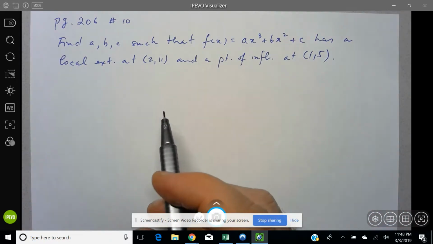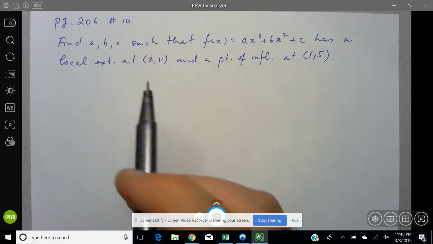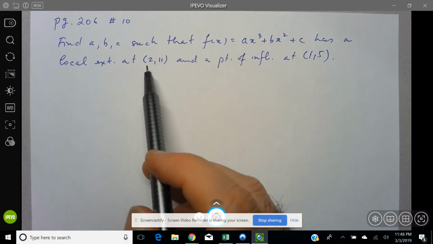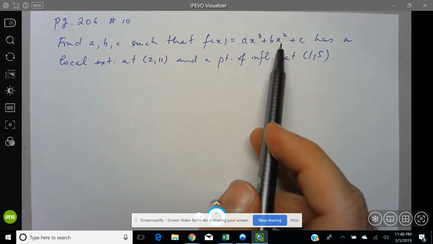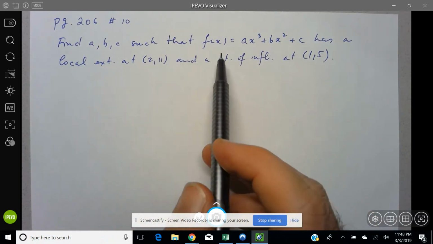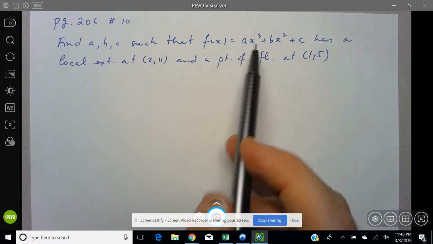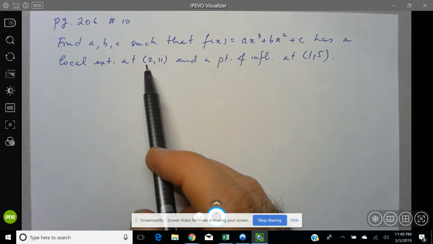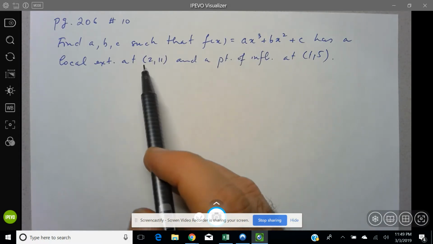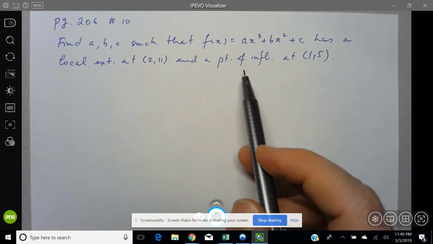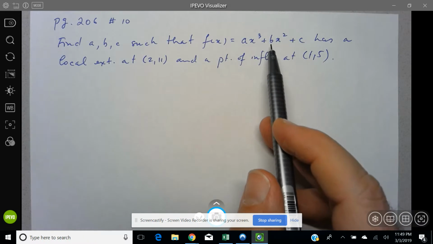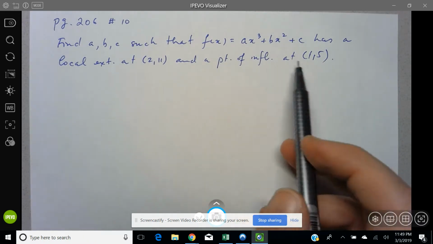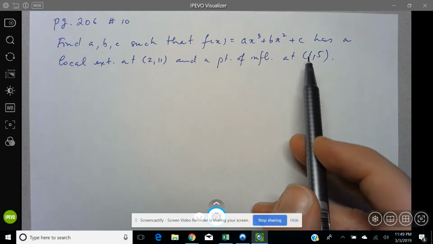And when you take a look, we actually have four pieces of information because we know there's a local extremum at (2, 11). Now, because this is a polynomial, we know that that's going to have to occur when the first derivative is 0, since the derivative always exists. So we know that the first derivative is going to be equal to 0 because of this first piece of information. And again, there's a point of inflection at (1, 5). So the second derivative, because it's a polynomial, has to exist. So if it's going to have a point of inflection here, it means the second derivative is going to be equal to 0 at 1.